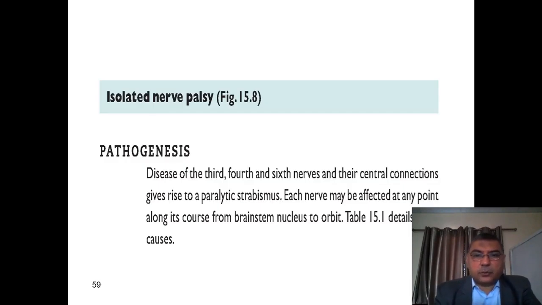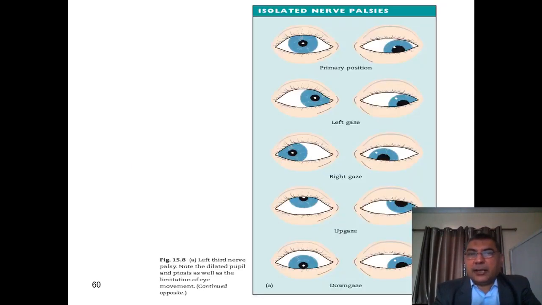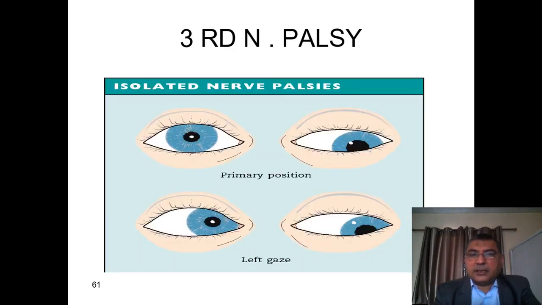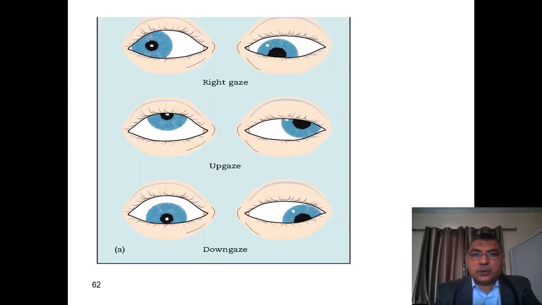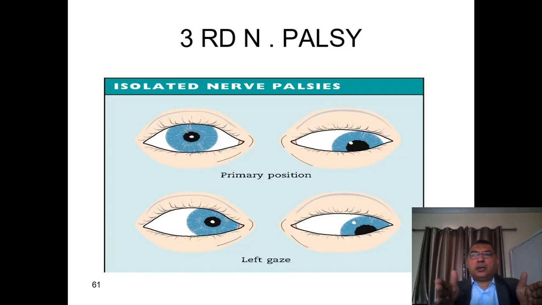For example, so we have isolated nerve injury, 3rd or 4th or 6th nerve, and we will have limitation of ocular motility in one of the directions of gaze. For example, we discussed the 6th nerve. Now we are going to discuss the 3rd nerve. 3rd nerve paralysis will result in deviation of the eye.